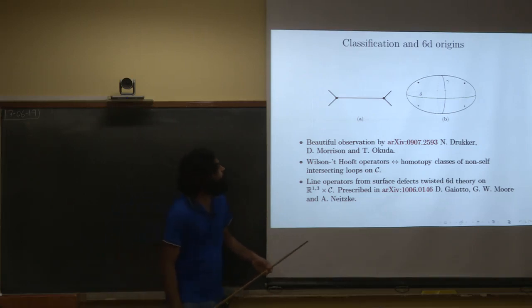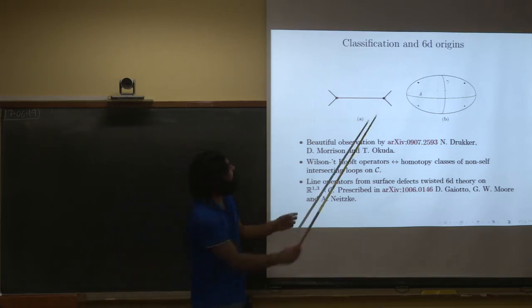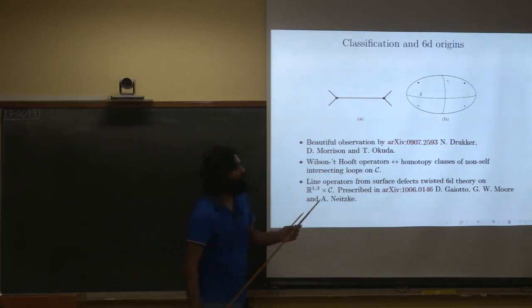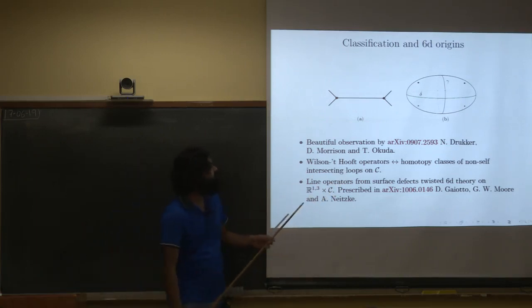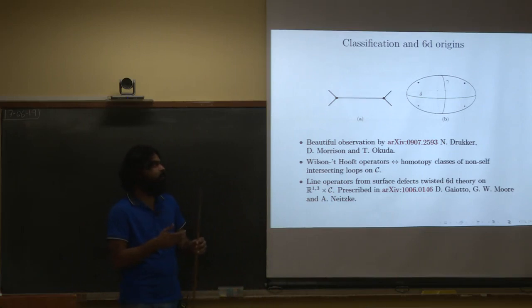But one more crucial point is that once you endow this Riemann surface with a hyperbolic metric, each homotopy class has a unique geodesic representative. So we can say that Wilson and 't Hooft operators are classified by the geodesics in a homotopy class on a Riemann surface. It's clear that the geodesics don't intersect? Yeah, they must be non-self-intersecting.